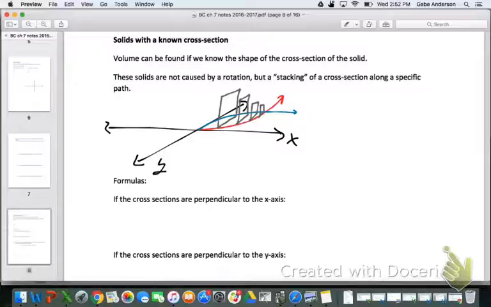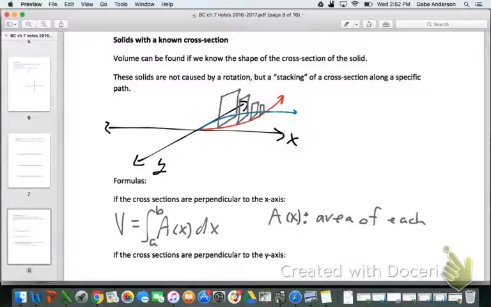So if the cross sections are perpendicular to the x-axis like I just drew, here is the formula. Volume equals integral from x equals a to x equals b, and the integrand is really simple. It's just A of x dx. Let's talk about what A of x means. A of x is the area of each cross section. And you can see from my picture above that those cross sections are potentially going to vary in size. So not every cross section is going to have the exact same area, and so we're going to have to represent that with variables typically.